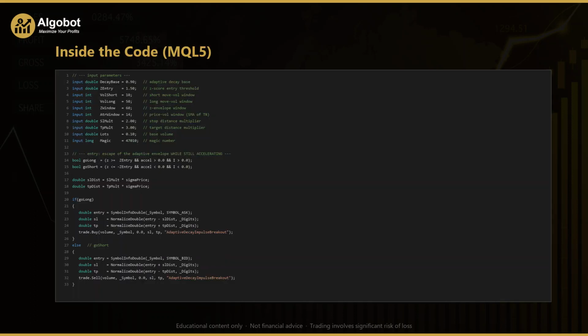At the top are the input parameters you can adjust in the strategy tester. DecayBase and ZEntry shape the signal itself. DecayBase defaults to 0.9 and ZEntry to 1.5. Then you have the volatility windows, the short and long move volatility lengths of 10 and 50, the Z-envelope window of 60, and the price volatility window of 14. The stop and target multipliers default to 2 and 3, and lot sets the base volume.